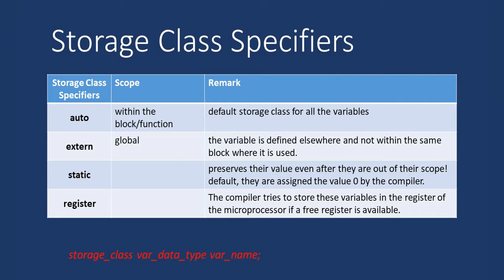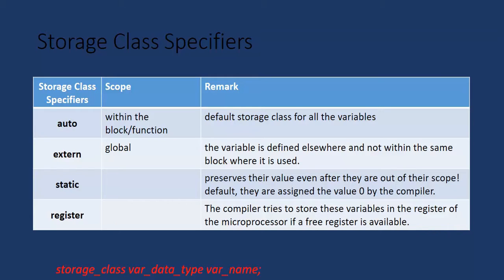Another is register. If we define some variable as a register storage class, the compiler tries to store that value in a CPU register, but it totally depends on the availability of the register in the CPU. If we know that some value is going to be used very frequently throughout the program, we can try to store that variable inside the CPU register so that the CPU will not need extra time to access this value.